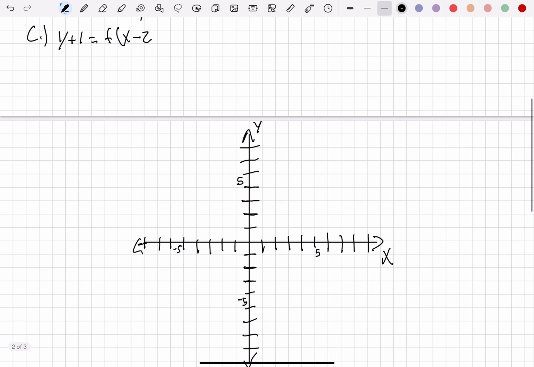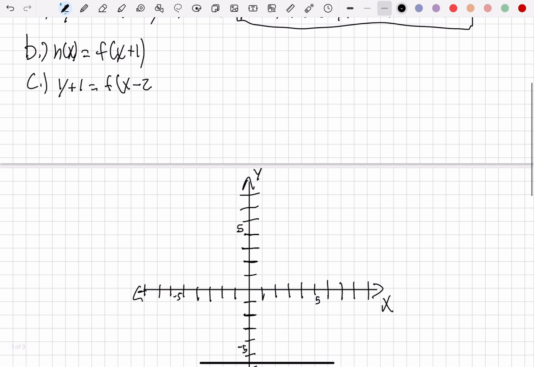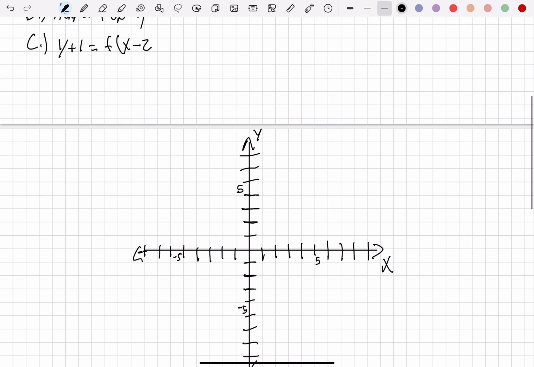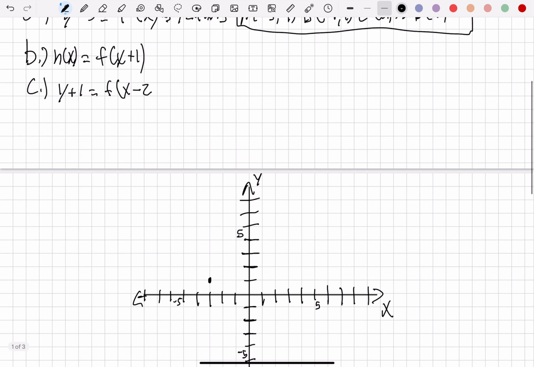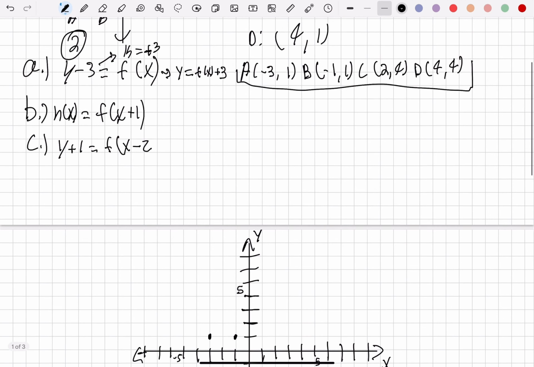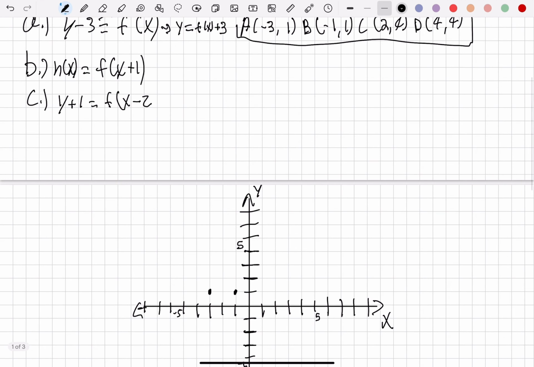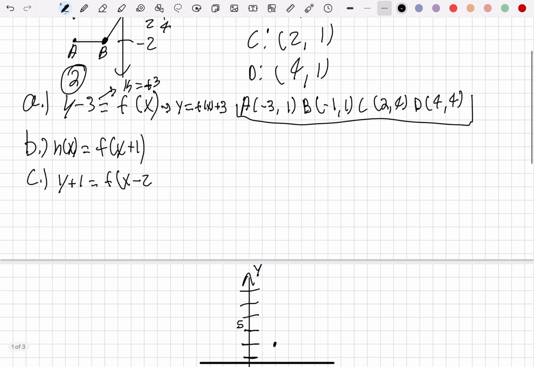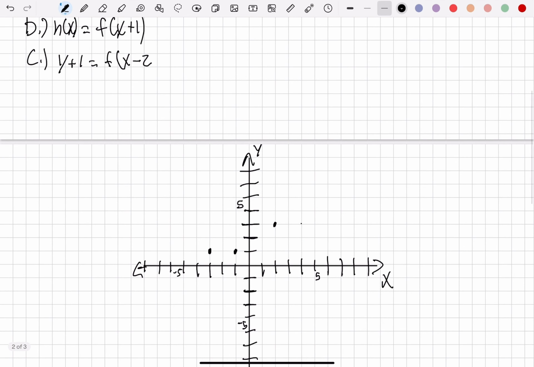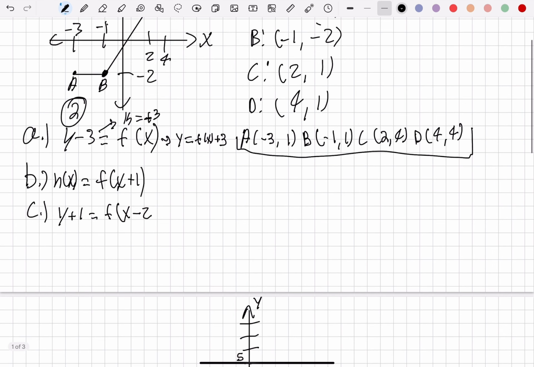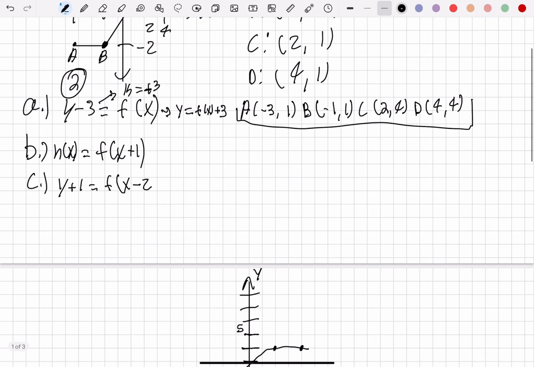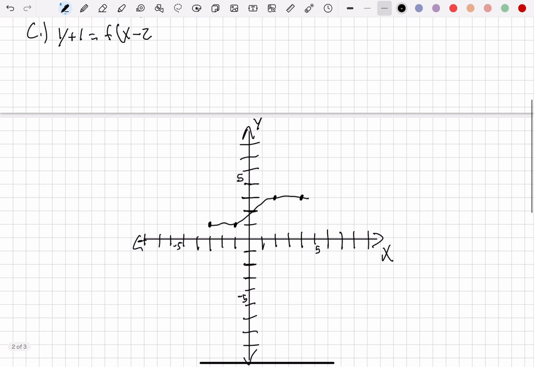So if we look here, negative 3 and 1 is going to be here. And then we have negative 1 and 1. And finally we have 2 and 4, and then 4 and 4. And so this is how we can make our new graph, which I do not believe gets a name. So this is A, right here.